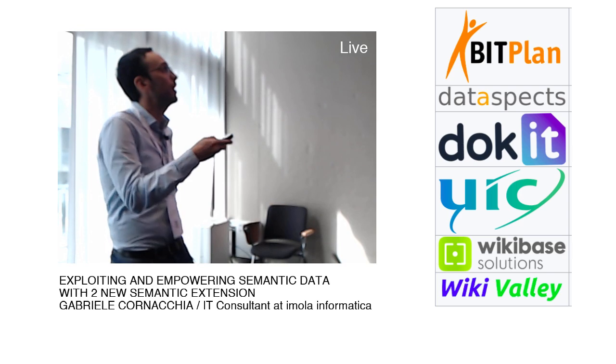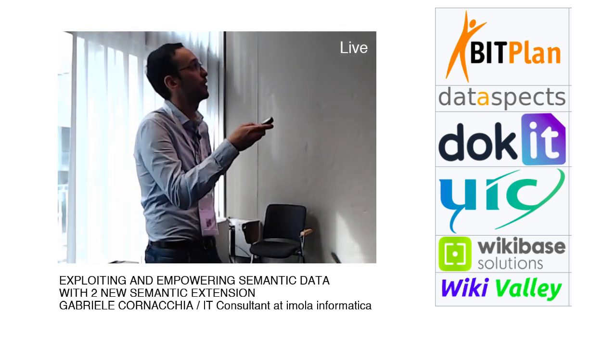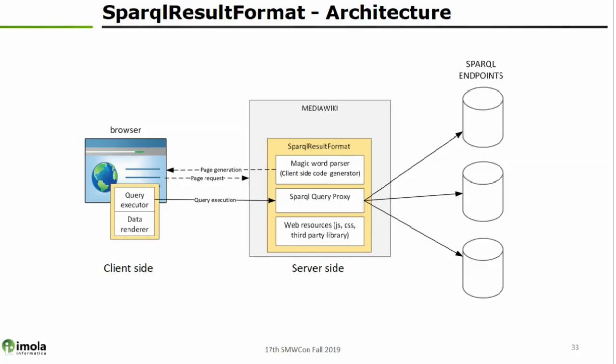When a MediaWiki page with the magic word is requested, the server-side script parses the magic word parameters and generates the client-side code that will be executed in the browser. So this code in the browser simply invokes the Sparql endpoints through an API that acts as a proxy, and then renders the output data.